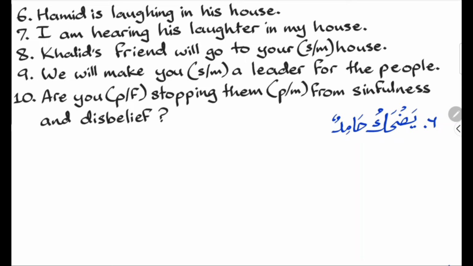In is fi, his is he, house is bayt. So connect the mudaf ilayh first, which is baytihi. By default it's baytuhu, but since you're going to bring it after in, meaning fi, and since it's coming after a harful jar, you have to give the house a jar, meaning a kasra. So يضحك حامد في بيته.